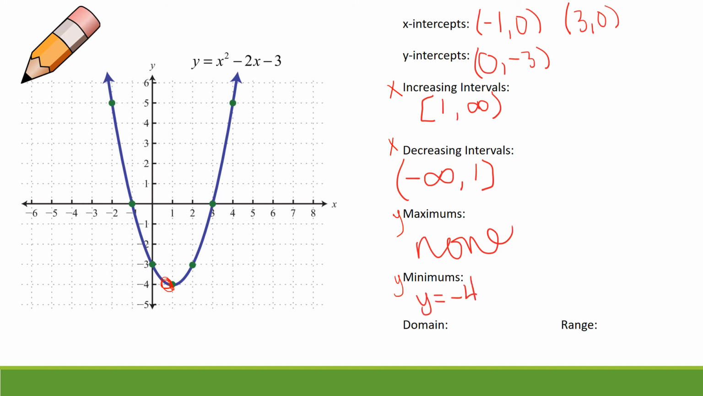Our domain is going to be from -∞ to +∞, and our range is everywhere above this line. So from -4 to +∞ is my range. Remember, for our range, when we create that interval notation, we go from bottom to top, and with domain, we go from left to right.